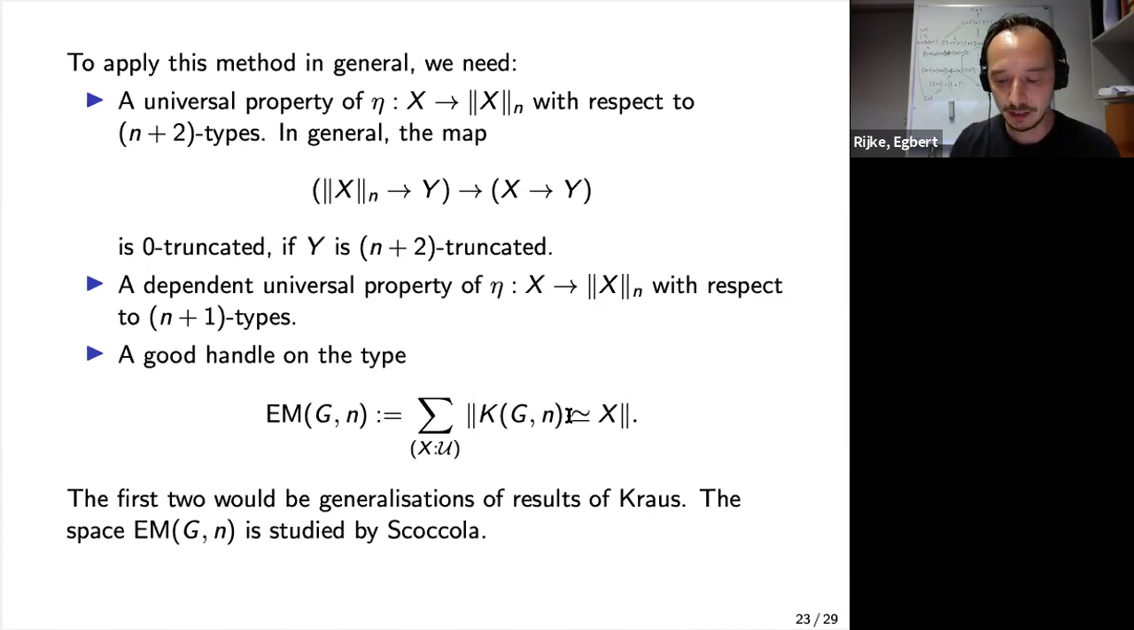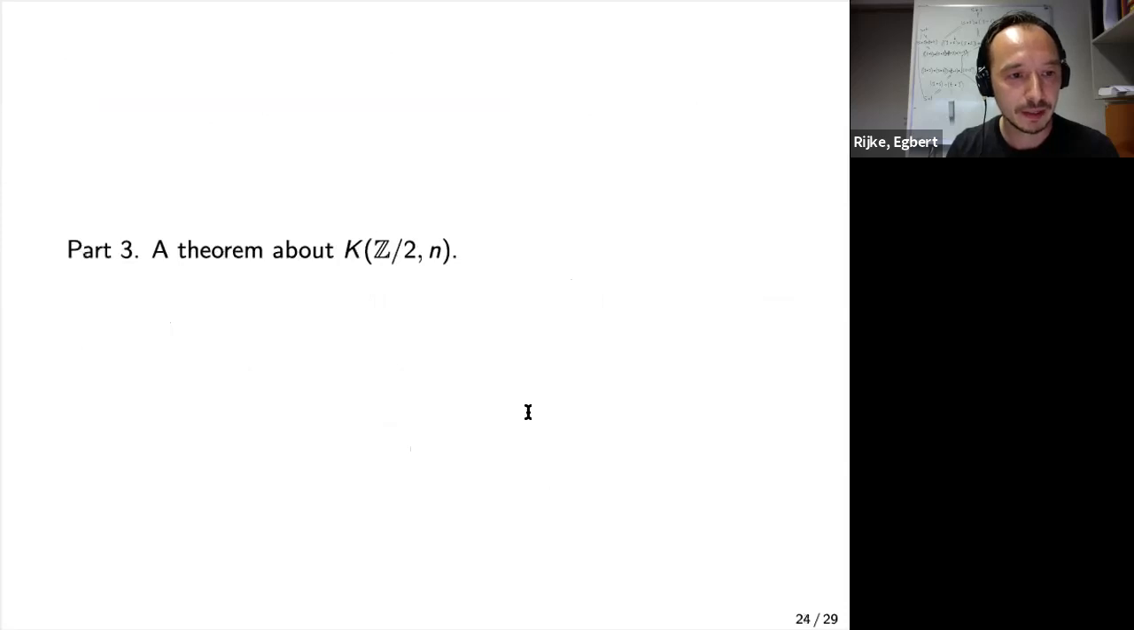what this space is. But in the last 10 minutes, I'd like to, since my motivation was about computing π4 of S3, the G here is going to be ℤ/2, and then we can just use the fact that ℤ/2 is very simple to directly say something. So we are arriving at part 3 now.